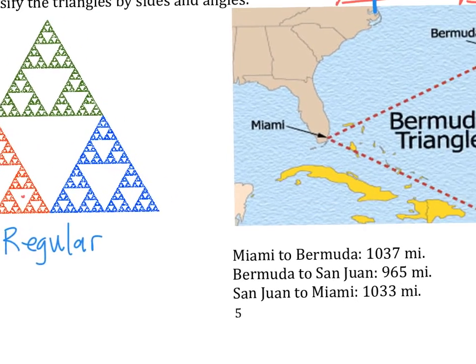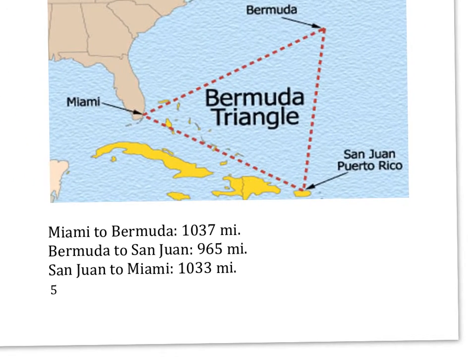All right, the Bermuda Triangle. They gave us the distances between the 3 cities. How would you describe the triangle based upon the information given? Scalene. Can we say anything else? Right, obtuse, acute. All right, so where are the angle measures? How do you know they're acute? Like all the measures are different.